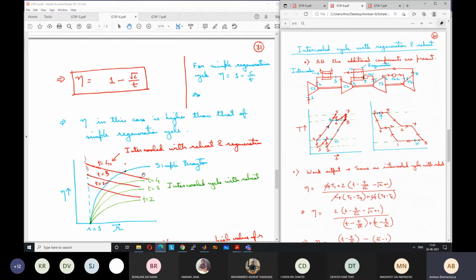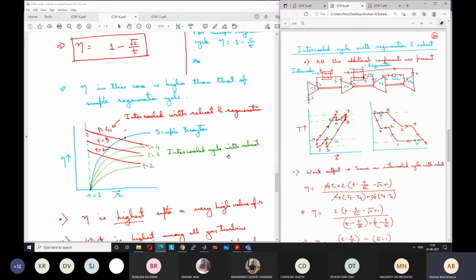Remember that without regeneration, for all other cases, the simple Brayton cycle has higher efficiency. So at some value of R, any of these regeneration cycle efficiencies will go lower than the simple Brayton cycle, and the simple Brayton cycle has the highest efficiency. But for this case with intercooling, reheating and regeneration, that crossover occurs at a very high value of R. So that is not practical. Generally we operate in a region where intercooling with reheating and regeneration is more effective.